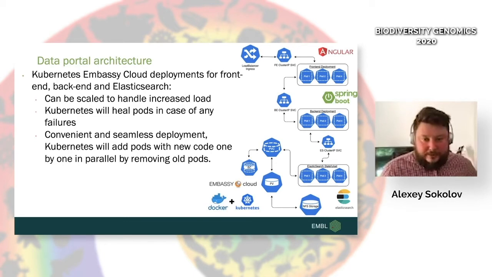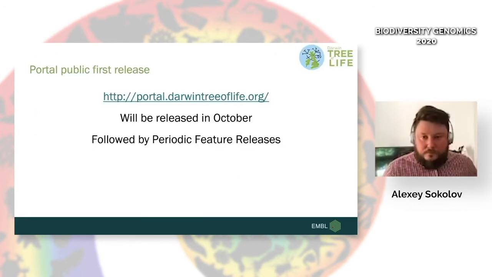Under the hood, the system itself consists of a set of microservices that were deployed to a Kubernetes cluster. The system allows us to scale up and scale down automatically depending on the load. Also, the system has the capability to self-heal in case of any failures and provides convenient and seamless deployment without visible downtime for users. The first public release will be in October. This is the link that we're going to use, and this will be followed by periodic feature releases.